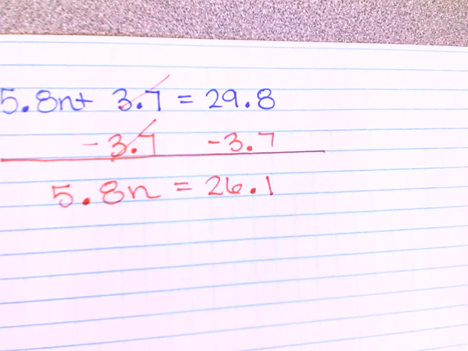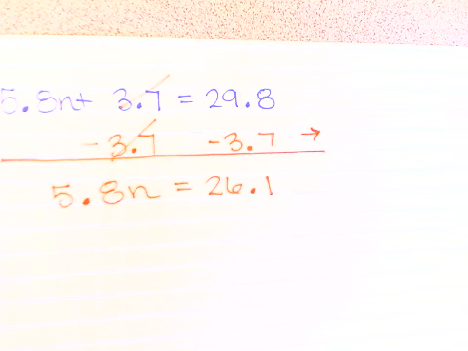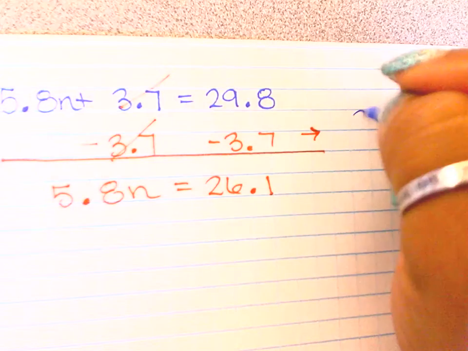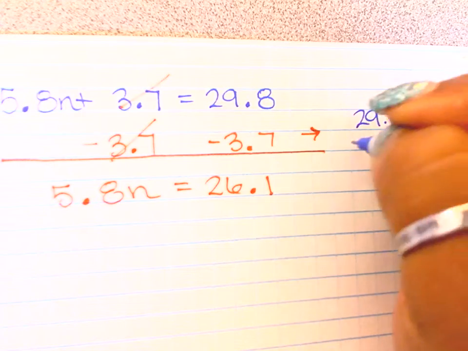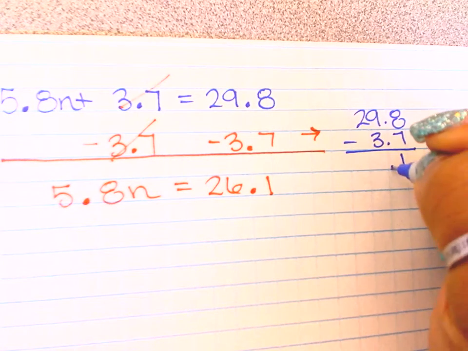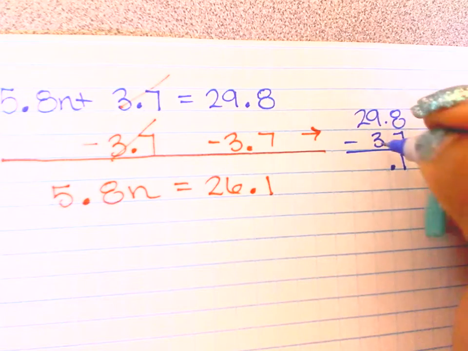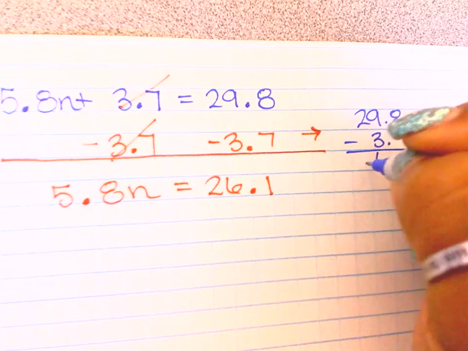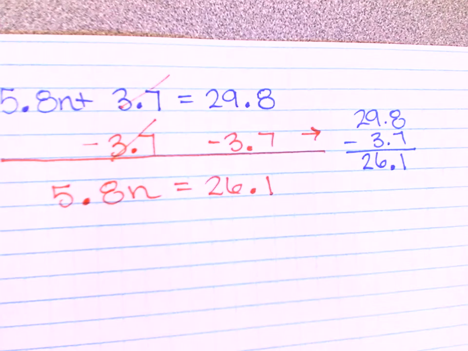So if you want me to show my work, I will show you right here that I did 29.8 minus 3.7. 8 minus 7 is 1. The decimal follows me down. 9 minus 3 is 6. 2 minus 0 is 2. Right?